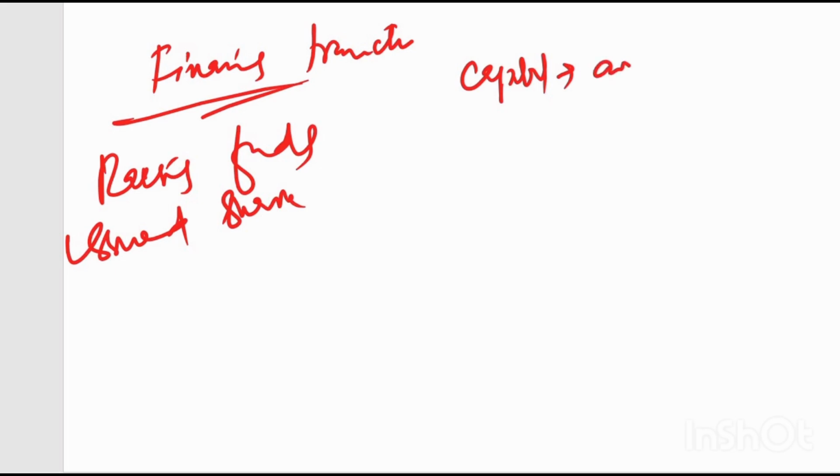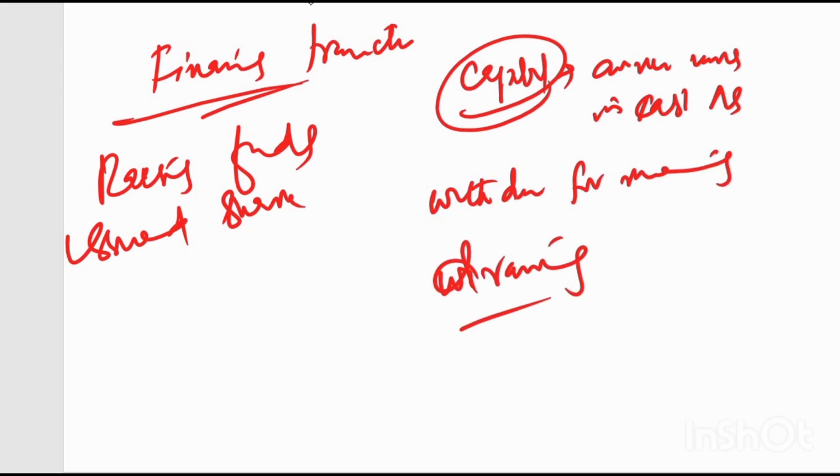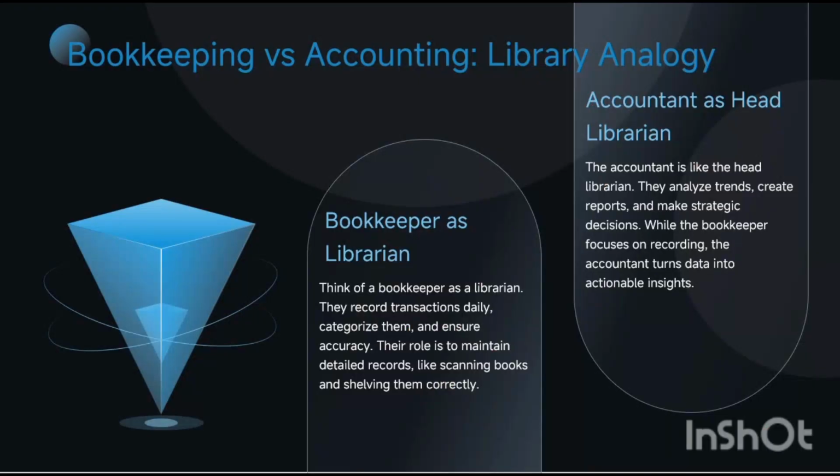So when the owner invests in the business through cash or asset, then we call that capital. So when the same owner is withdrawing money from the business, then we call it drawing. Clear? So these are the terms you have to remember. Now this is all about the bookkeeping and accounting. Inshallah, in the next lecture we will discuss another topic, but let me go through the slide.